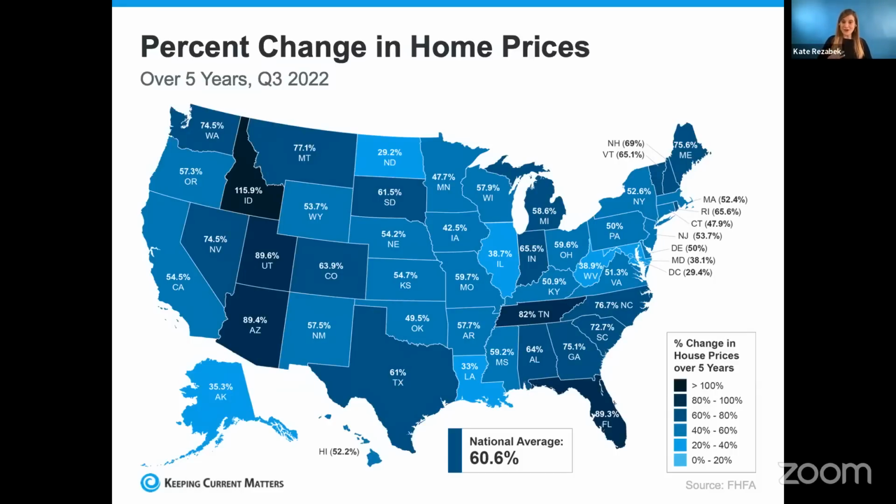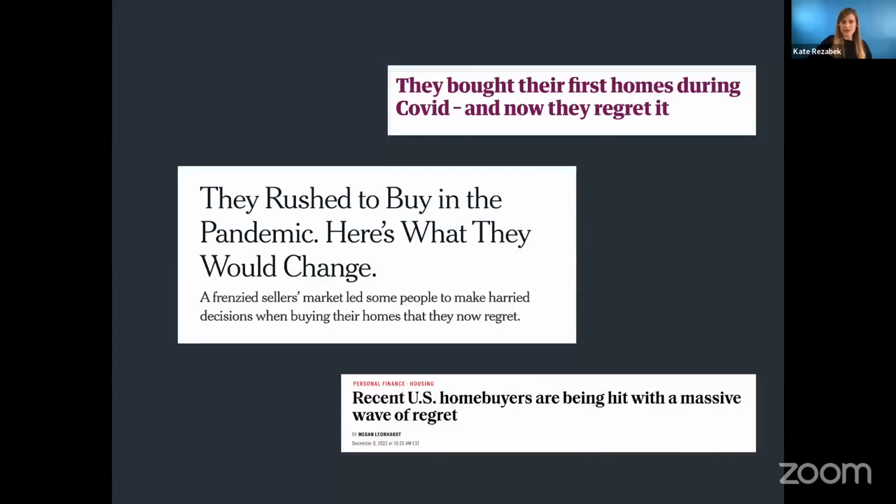All right, now the third way to generate listings is to talk with homeowners who have potentially bought over the past couple of years. So why is that? Well, there's a lot of studies and there's a lot of headlines out there that talk about how people may have rushed into the home buying process during the pandemic. They rushed to buy in the pandemic. Here's what they would change. They bought their first homes during COVID. Now they regret it. Recent US home buyers are being hit with massive wave of regret.